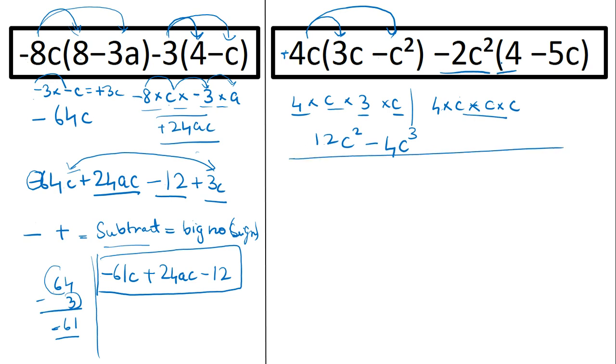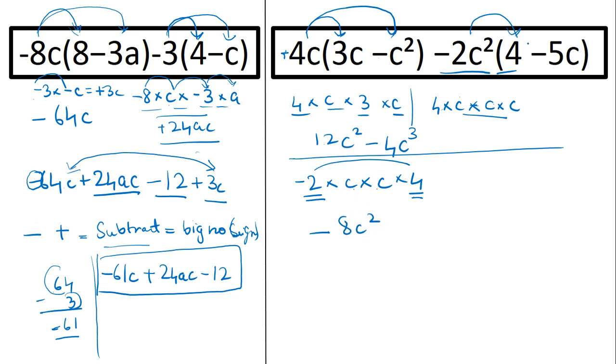Now the next part is minus 2c squared and a 4. So again, when I deal with that, minus 2c squared with a 4 means a minus 2 times c times c times 4. Now a negative number and a positive number, which means the answer has to be negative. A positive multiplied with a negative, the answer is always going to be negative. Now 2 times 4 gives me 8, and c times c gives me a c squared.